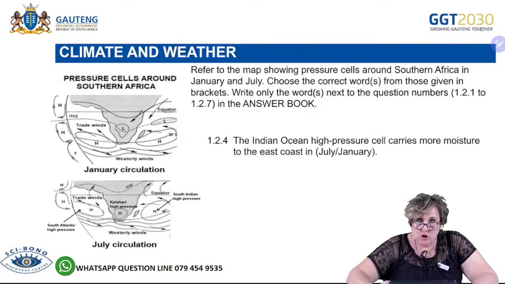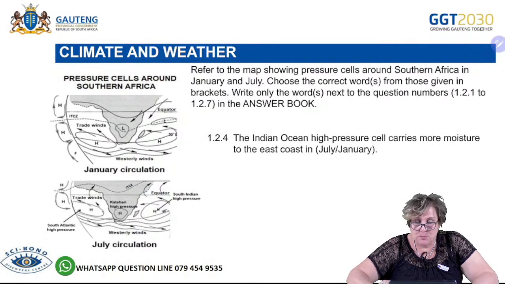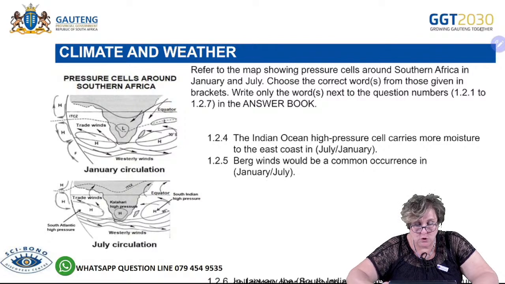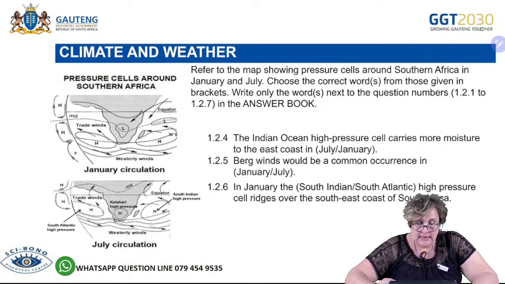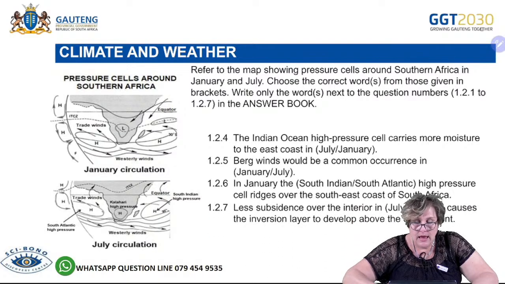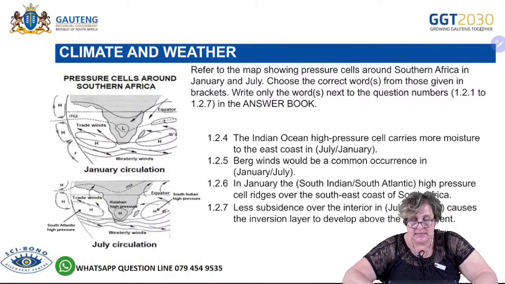1.2.4. The Indian Ocean high pressure cell carries more moisture to the east coast. Is it in July or January? 1.2.5. Berg winds would be a common occurrence in January or July. 1.2.6. In January, the South Indian or South Atlantic high pressure cell reach over the southeast coast of South Africa. 1.2.7. Less subsidence over the interior in July or January causes the inversion layer to develop above the escarpment.